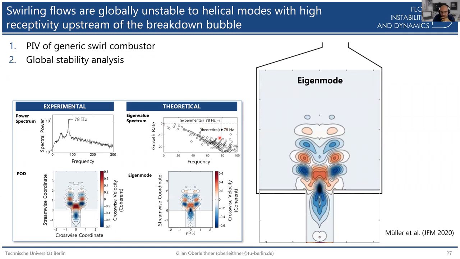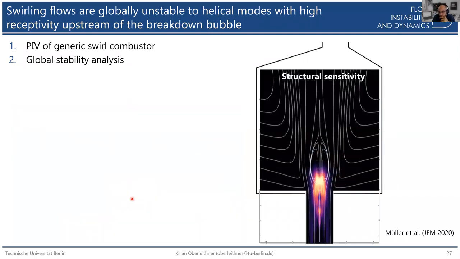So you can compare the frequency you get. Your limit cycle frequency of your instability, you can compare to the eigenmode you get in your linearized analysis. And then you can also compare the eigenmode, and you get, in this case, a very good comparison. And then, of course, you can look at the structural sensitivity to work out the wave maker region of the flow, and you can see, okay, it is located somewhere upstream of the stagnation point.